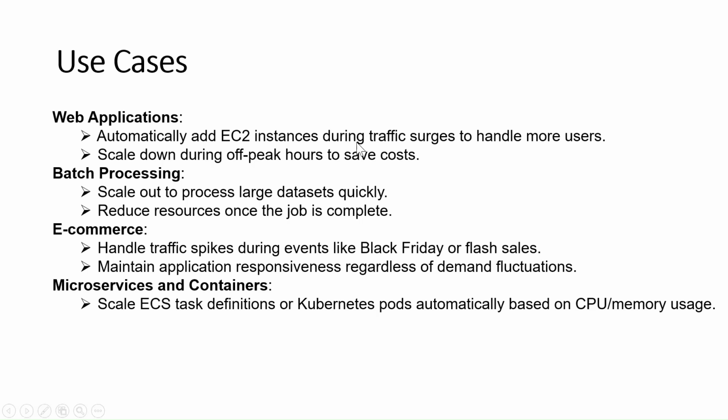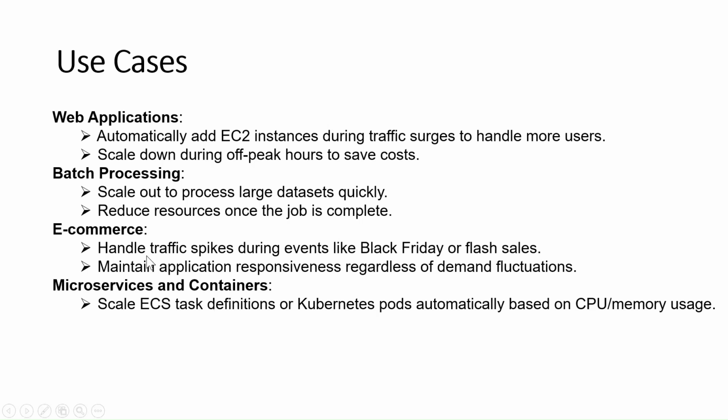Batch processing. Scale out, process large datasets quickly, and reduce resources once the job is complete. So if you need to process a large amount of data, generating reports or analyzing logs, auto scaling adds more servers to finish the job faster. Once the task is done, it removes the extra servers to minimize the cost. You can process the data quickly without keeping expensive resources running all the time.